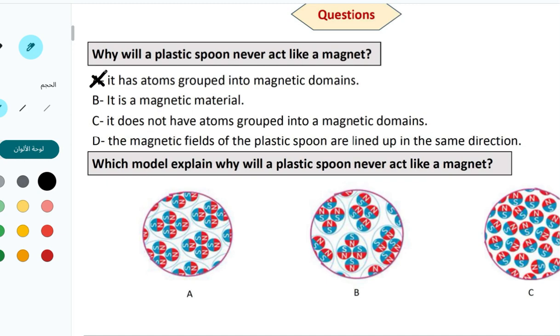Is plastic a magnetic material? If it does not have magnetic domains, then it cannot be a magnetic material. It does not have atoms grouped into magnetic domains. So we can look back and see that this is true. But let's take a look at this last choice. The magnetic fields of the plastic spoon are lined up. No, they are not lined up. They have a random arrangement. So that means C is true.